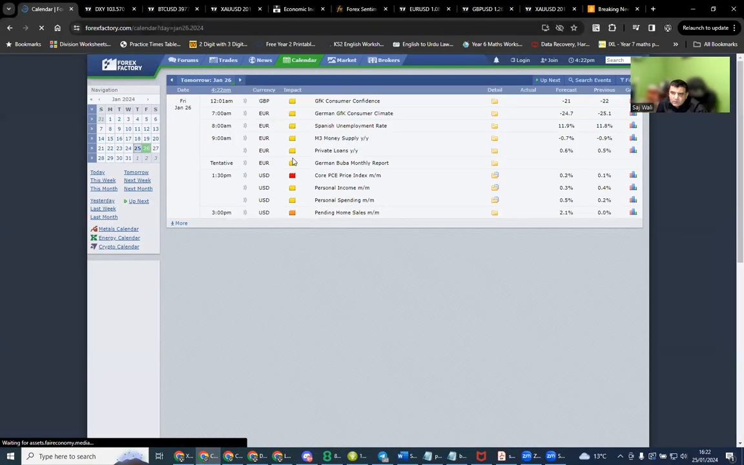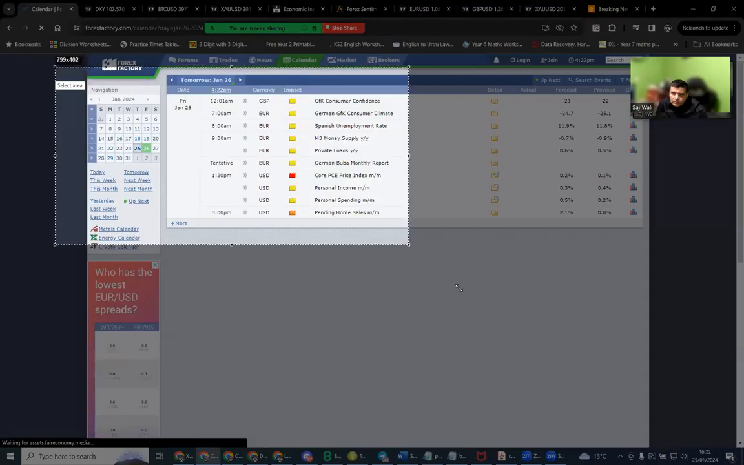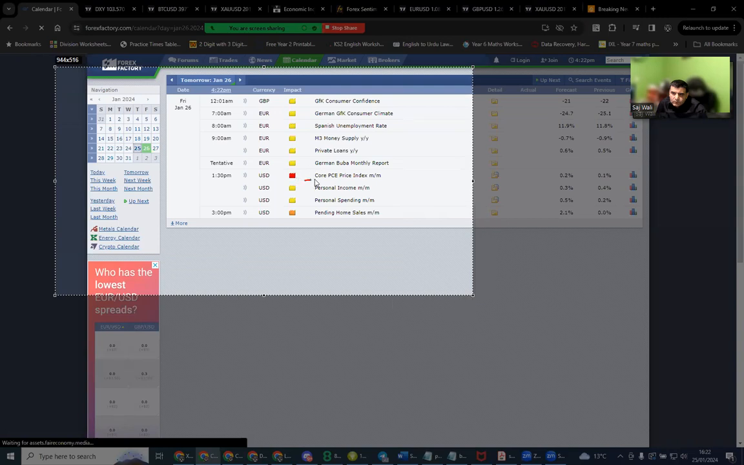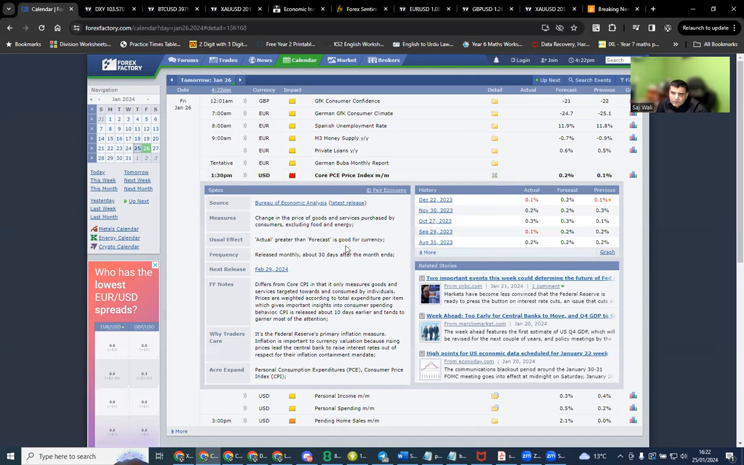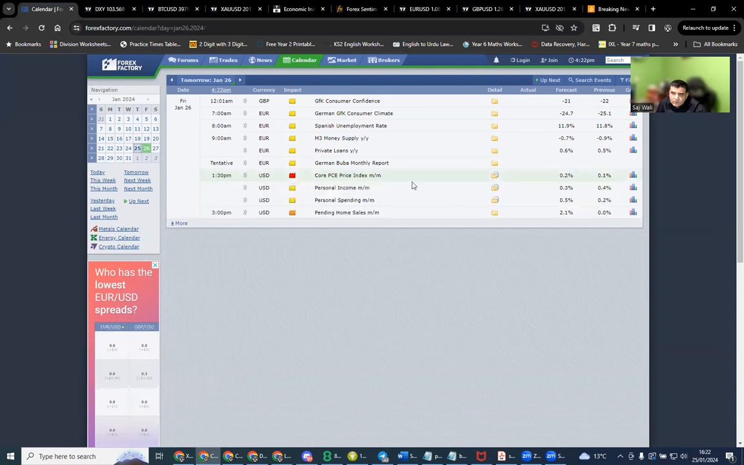Tomorrow, 1:30, we have USD news, core PCE price index, and we have median pending home sales at 3 p.m. So what is this? Let's see. Core PCE price index. Actual greater than forecast is good for currency. It is the change in the price of goods and services purchased by consumers, excluding food and energy. So change in the prices. So core PCE, that's high impact news.